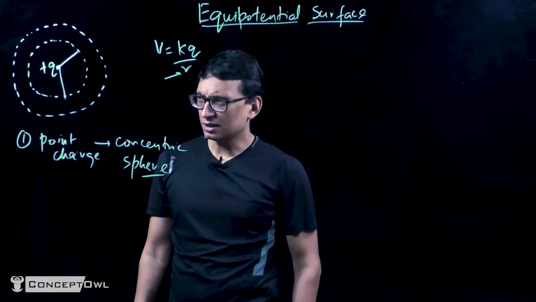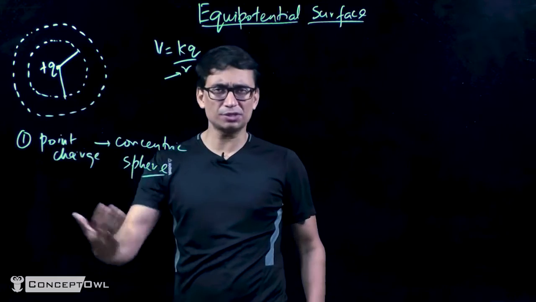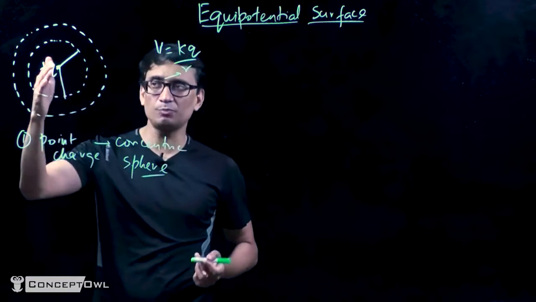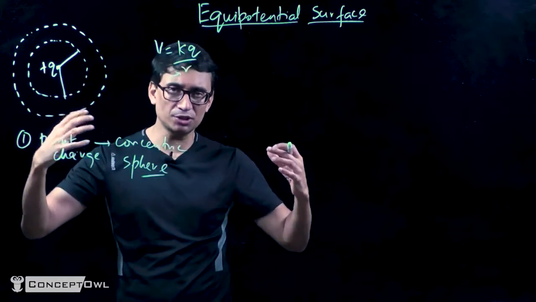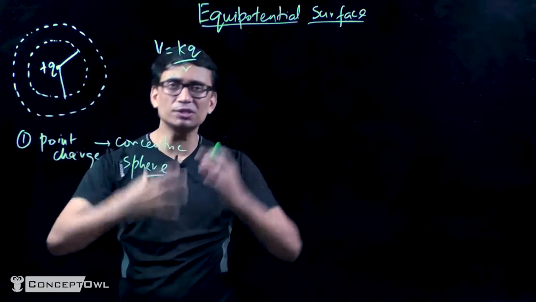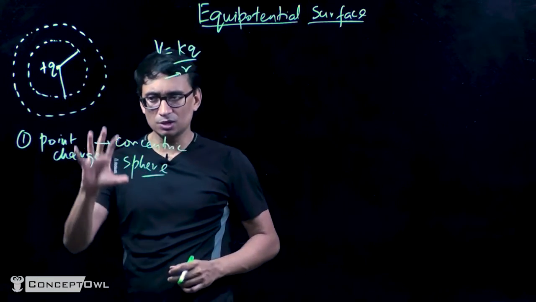Now this is for a point charge. Is it always a sphere? The answer is no. Instead of one point charge, you can have multiple charges, or a charge distribution. So it depends upon the way the charges are arranged and organized. So this is one observation.